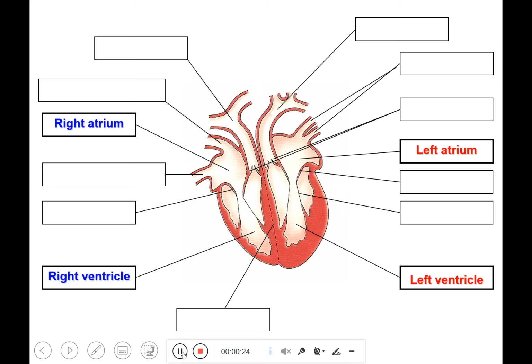Again, like what we discussed in the lesson, the heart is divided into upper chambers and lower chambers. The upper chamber, known as atrium, receives blood from the outside, while the ventricles, the lower chambers, are responsible for pumping the blood out of the heart to another part of the body.